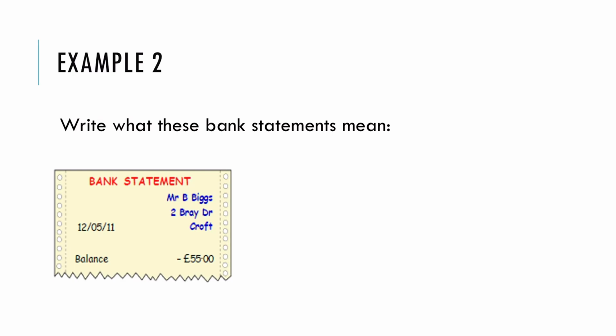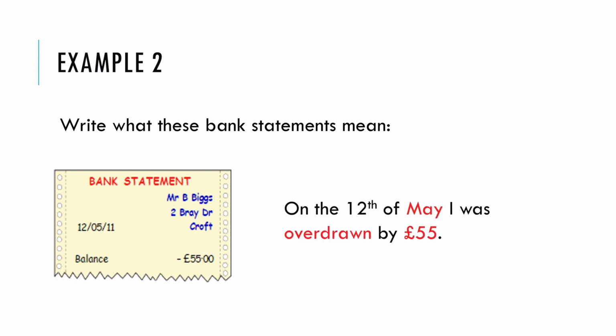Example 2, we can see the balance is shown here as a negative number, negative £55. So this means that on the 12th of May, Mr. Biggs was overdrawn by £55.